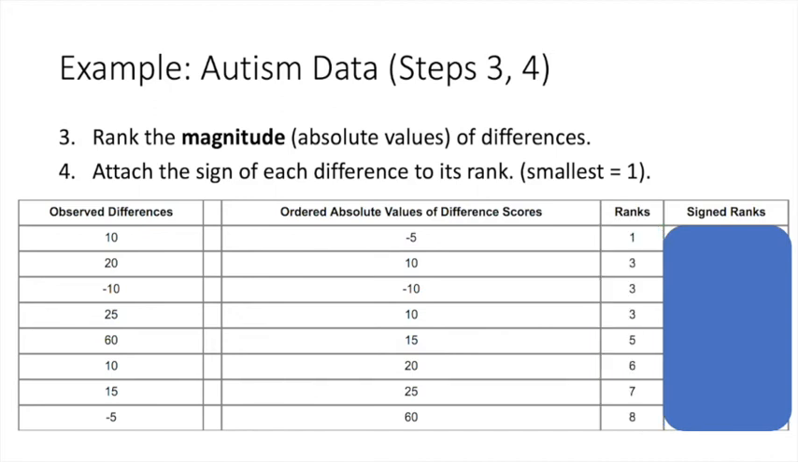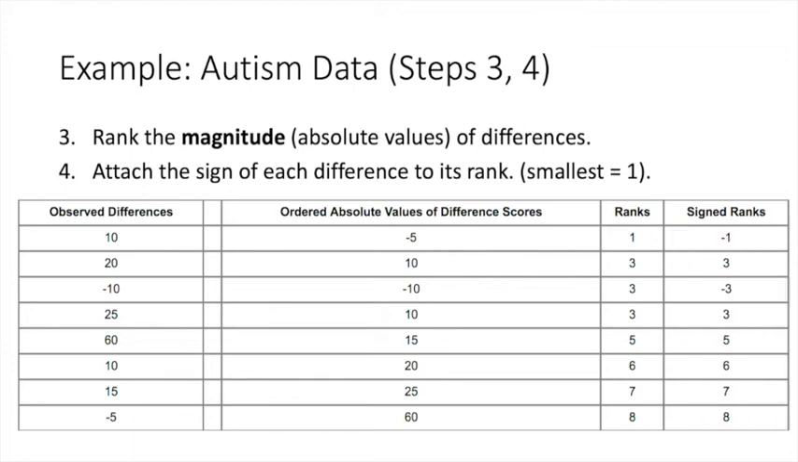Where the differences are equal in magnitude, they are assigned the average of the ranks that they are occupying. For example, in the second column, 10, -10, and 10 occupy the second, third, and fourth rank. And the average of 2, 3, and 4 is 3. Hence, all of them get assigned the same rank of 3. Finally, we attach the sign of differences to their ranks.